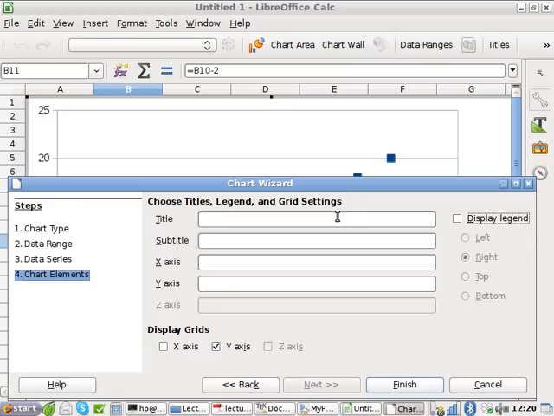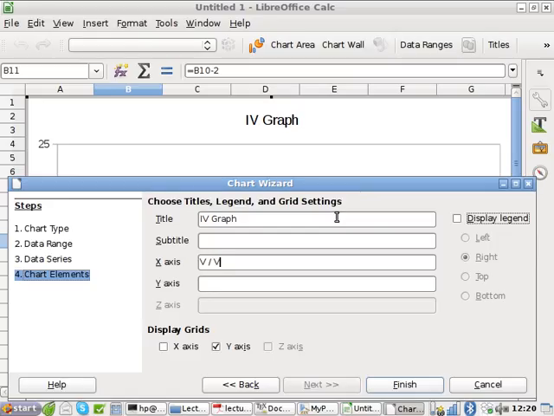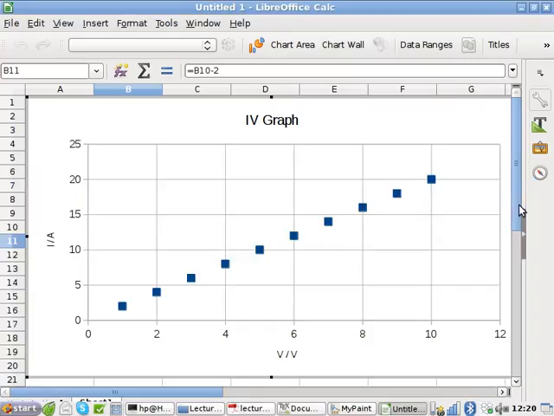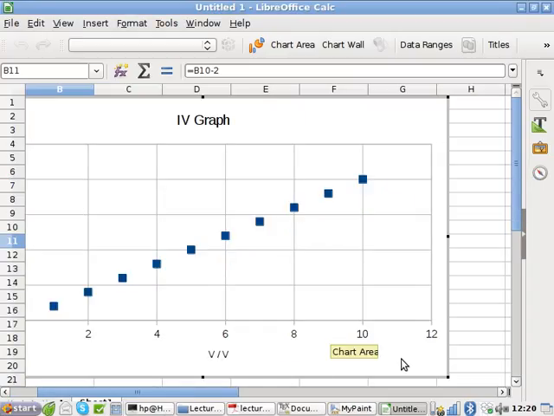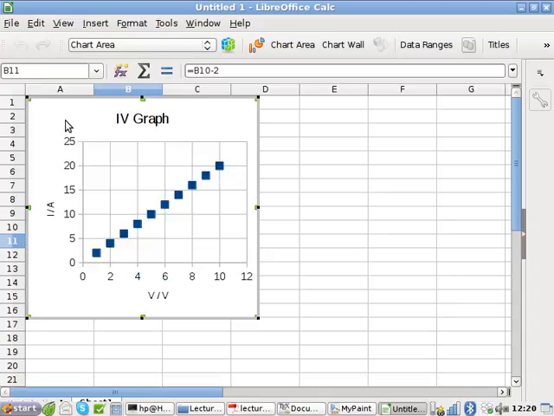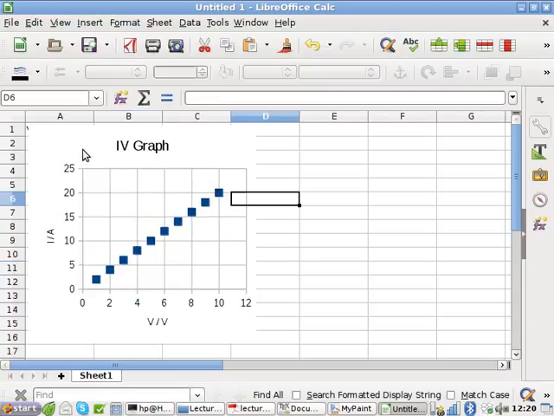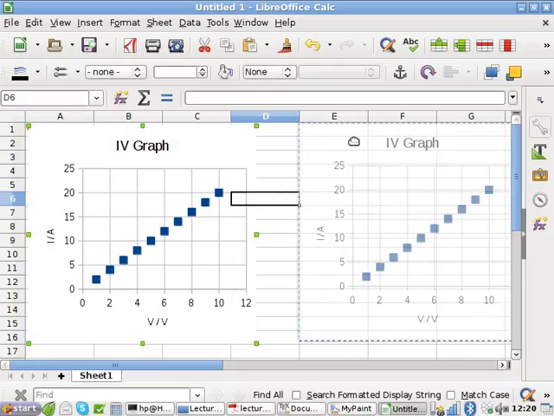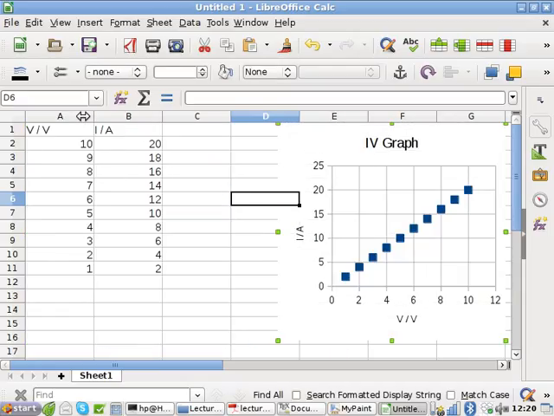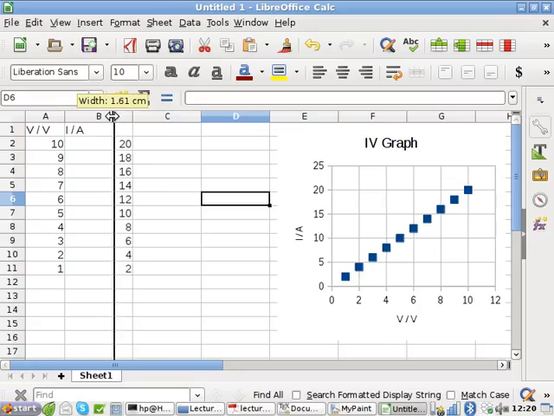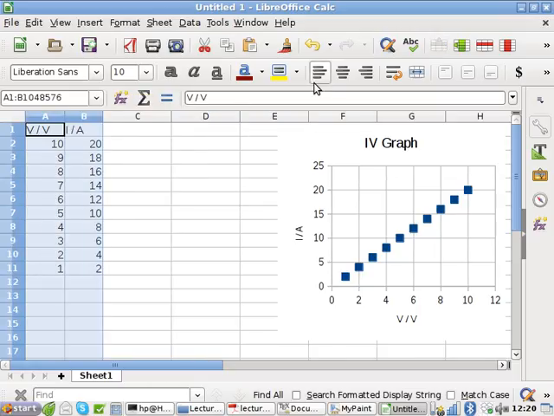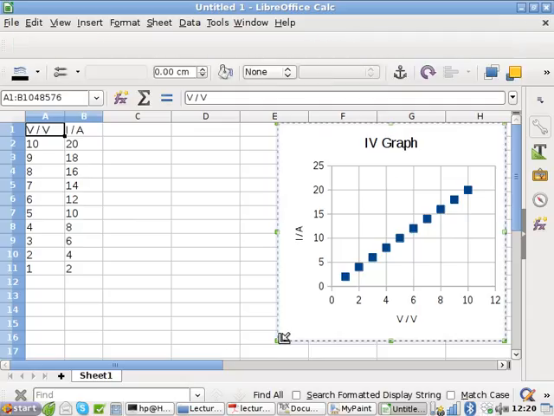I don't want this. Title is an IV graph. I for current, V for voltage. The x-axis is V in volts and y-axis I in amps. And let me just shrink this a little bit. Let me move you to here. And let me just close this one a little bit and this one a little bit. Okay. Right. So this is what the graph looks like.